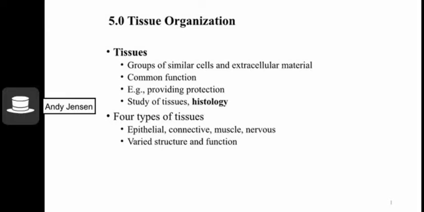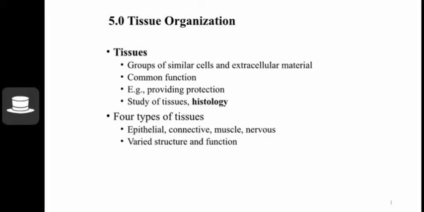All right, welcome to the lectures on epithelial tissue. So overall, the body is comprised of four different tissues. Tissues are just groups of cells working together for a common function. We call the study of tissues histology. It's a type of microscopic anatomy. And the four different types of tissues are epithelial, connective, muscular, and nervous.